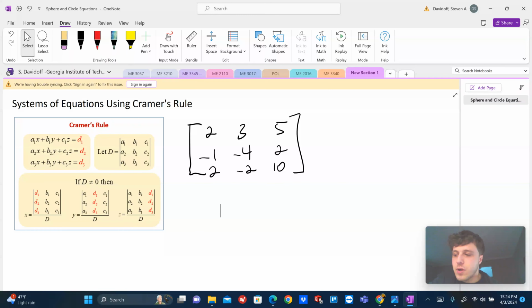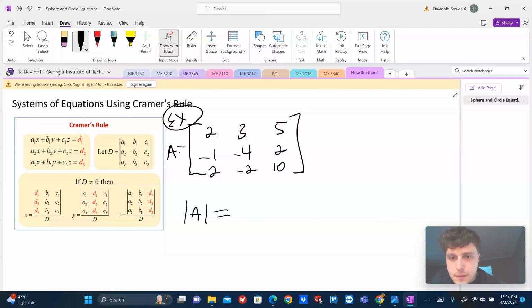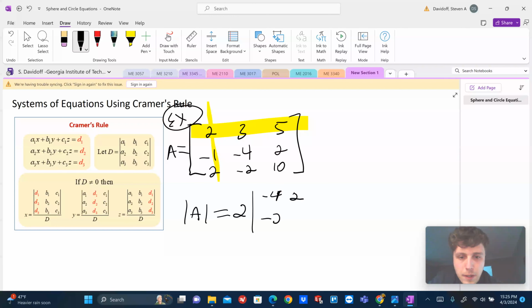The first thing we want to do is also compute the determinant. Okay, so we'll call this matrix A, and this is our example. We'll call this matrix A. Okay, and for our determinant, we're basically going to take 2 times, and again, remember, we're going to go through the row and column so that we're essentially left with -4, 2, -2, and 10.